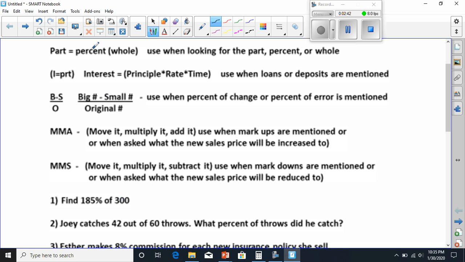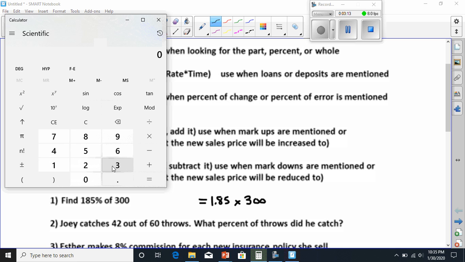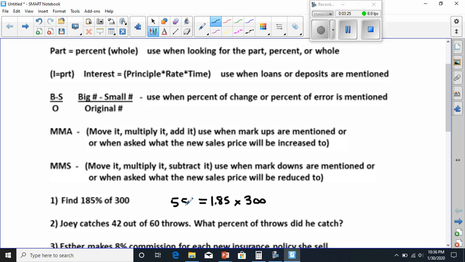Number 1 says 185% of 300. So if we put that in the first formula for part, they don't give us the part. Of is 300, so that's going to be the whole. The percent, remember we have to move the decimal over twice, so we're going to multiply 300 by 1.85, and that's going to equal the part. Well, if we get our calculator out here, we take 300, multiply it by 1.85, that's going to give us 555. So the answer is 555.